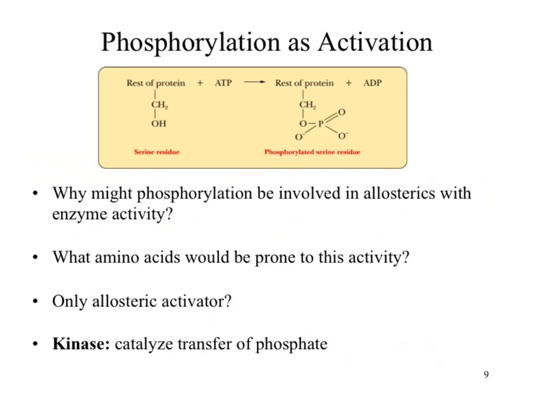What amino acids do you think would be prone to this activity? You can kind of cheat and look at the picture up above. Very polar. Serine residues. Why would serine residues be active for phosphorylation? What does our phosphate look like ultimately?